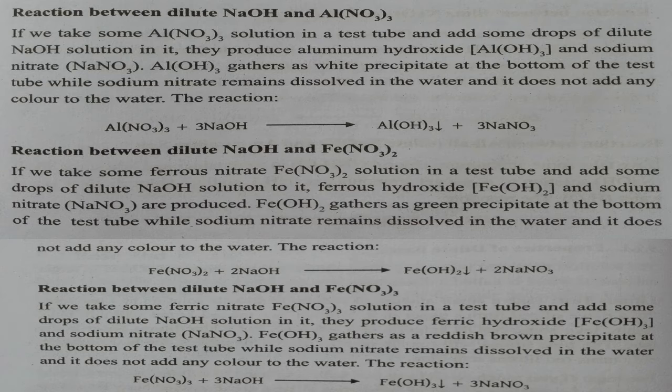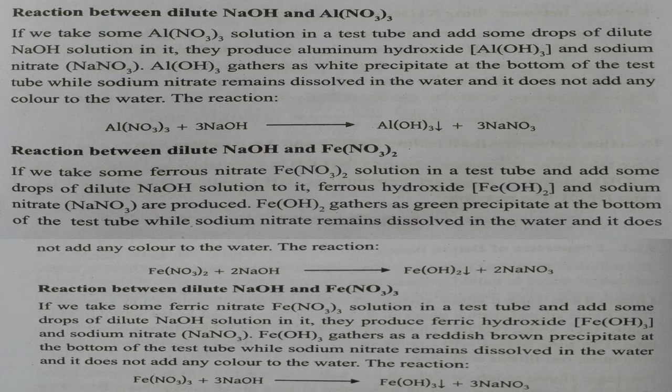Reaction between dilute sodium hydroxide and ferrous nitrate. If we take some ferrous nitrate solution in a test tube and add some drops of dilute sodium hydroxide solution to it, ferrous hydroxide and sodium nitrate are produced. Ferrous hydroxide gathers as green precipitate at the bottom of the test tube while sodium nitrate remains dissolved in water and it does not add any color to the water.